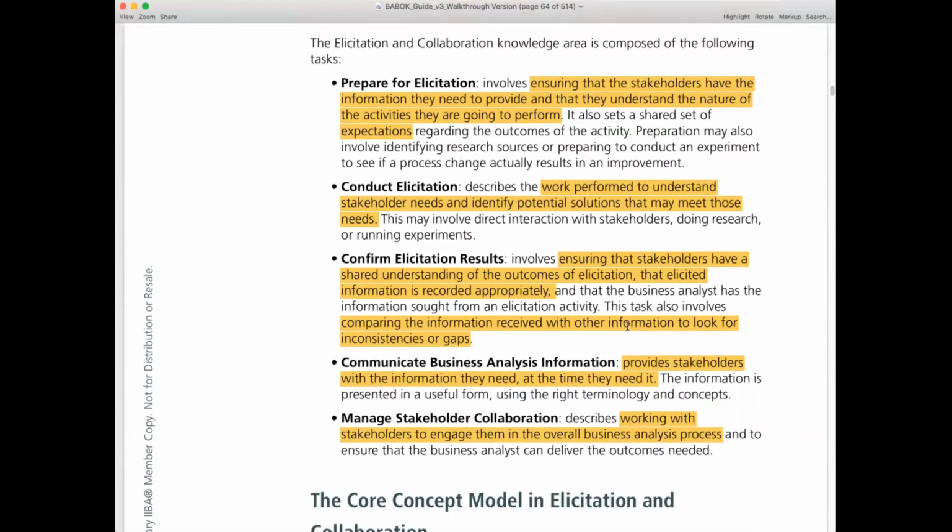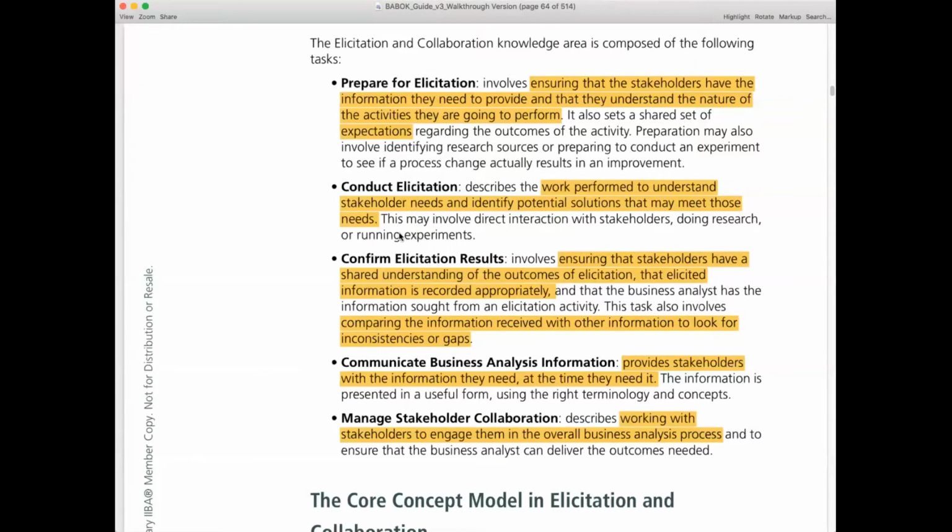Now, elicitation and collaboration has 5 tasks, and that includes prepare for elicitation, conduct elicitation, confirm elicitation results, communicate business analysis information, and manage stakeholder collaboration. Now, preparing for elicitation is a part of a common theme of BABOK, which is you always want to prepare before you act or prepare before you do. So, preparing for elicitation involves making sure that the stakeholders have the information that they need to provide and that they understand what's going to happen in the activities and the overall expectation and outcomes.